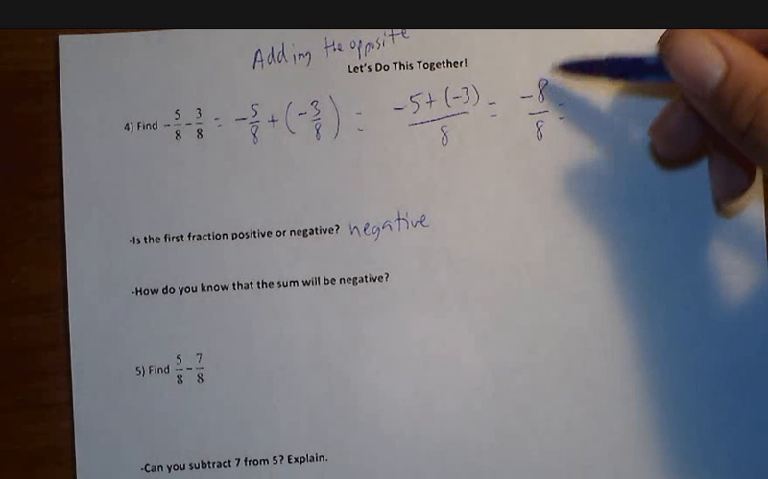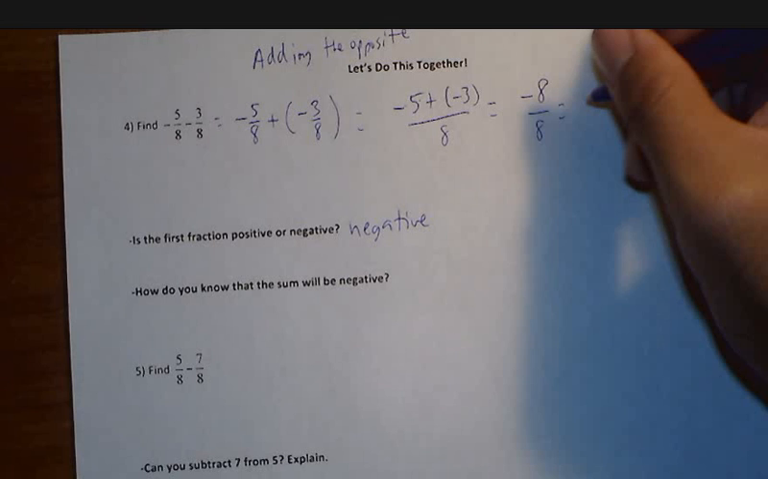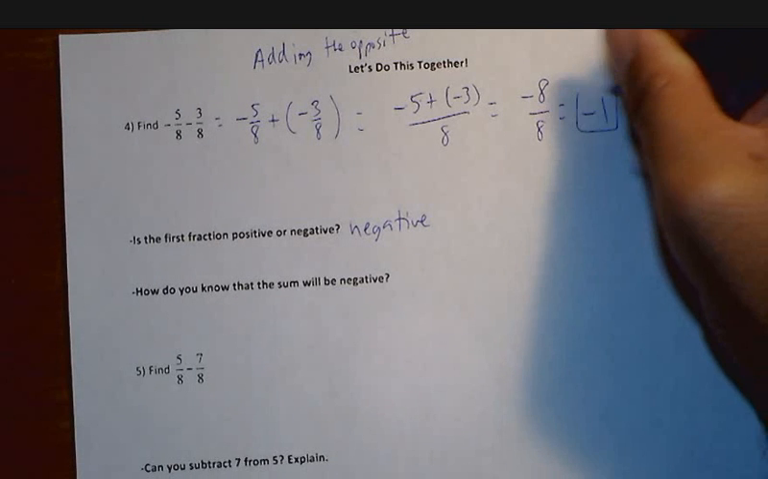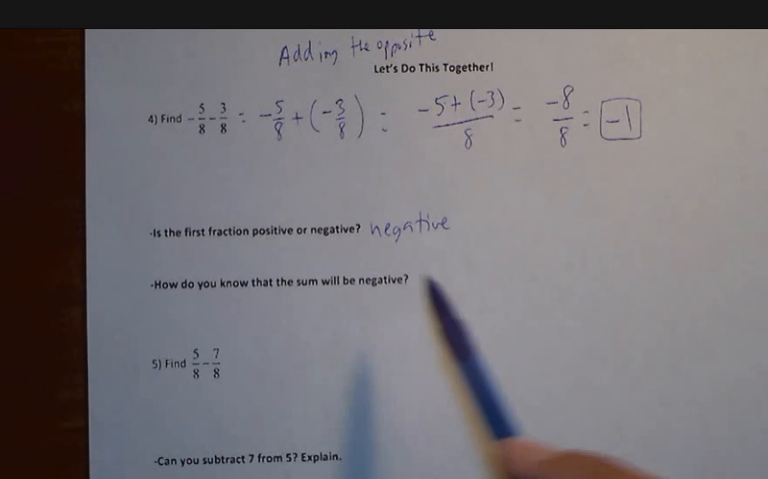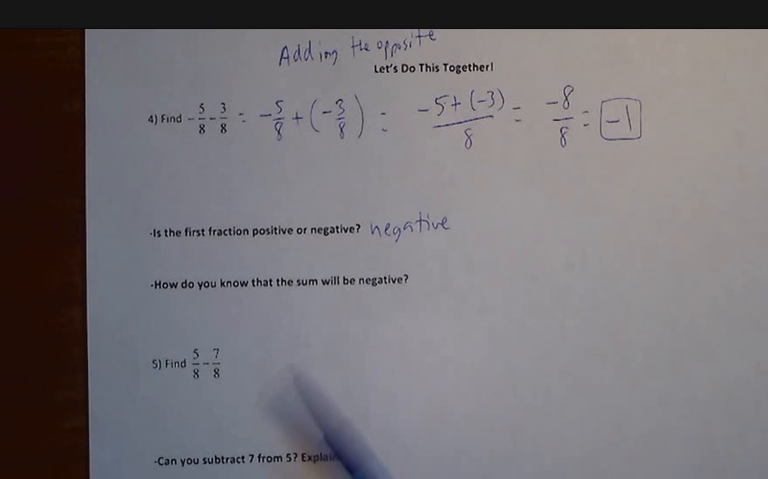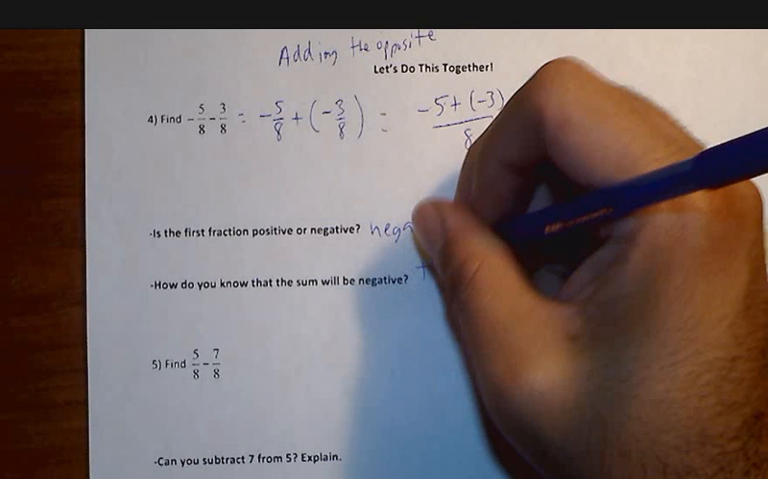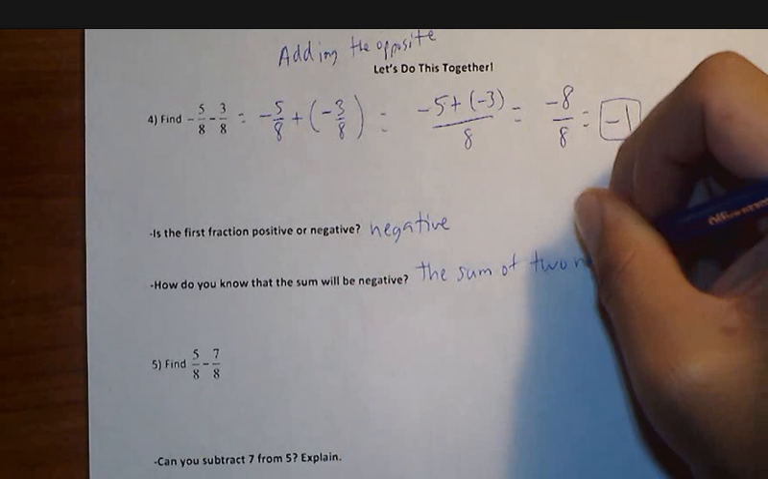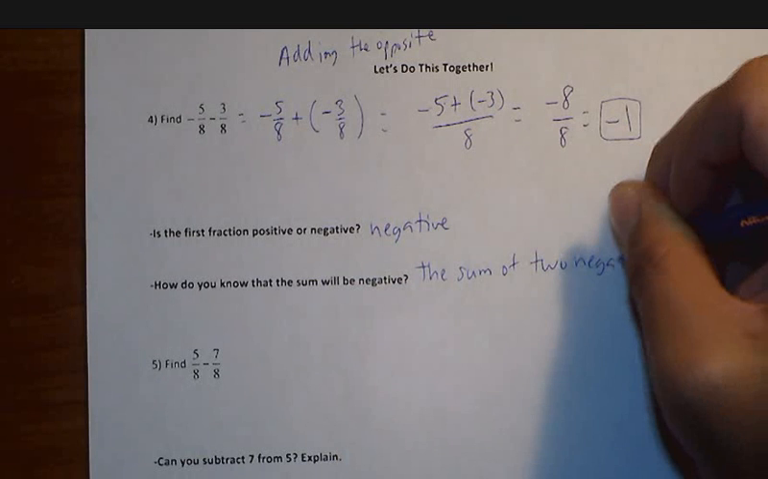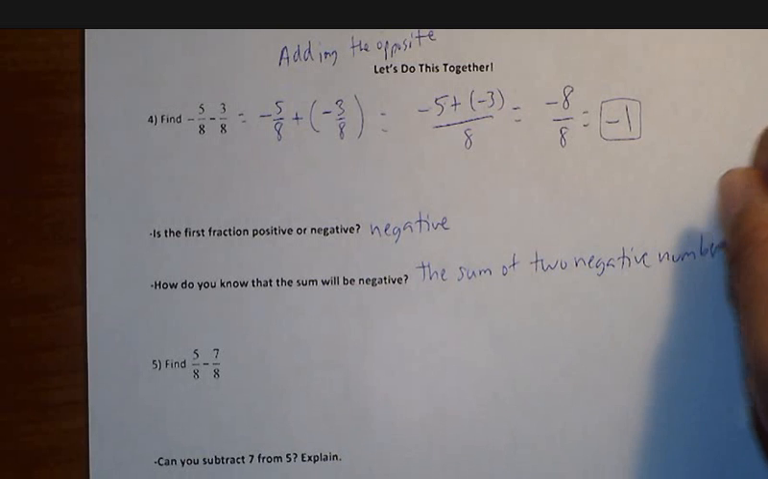Now, this question says, how do you know that the sum will be negative? Well, I know that because the sum of two negative numbers is always negative.